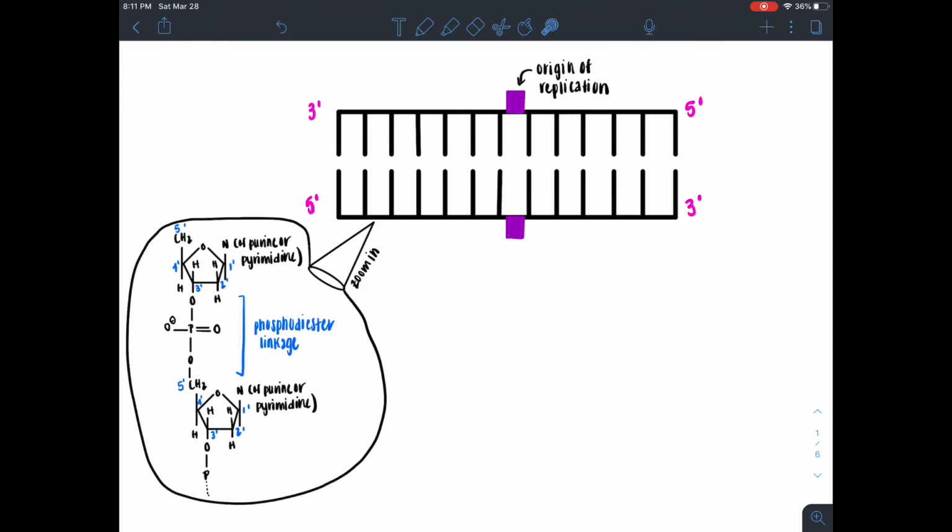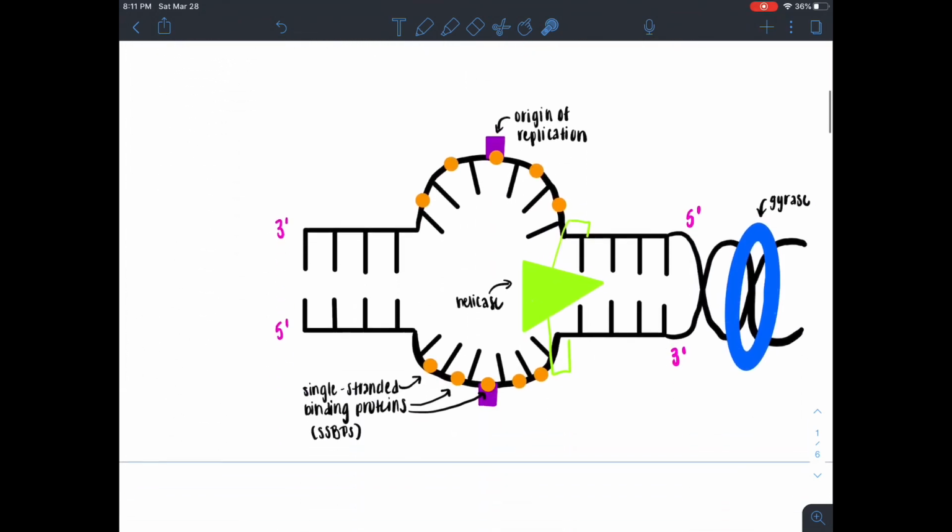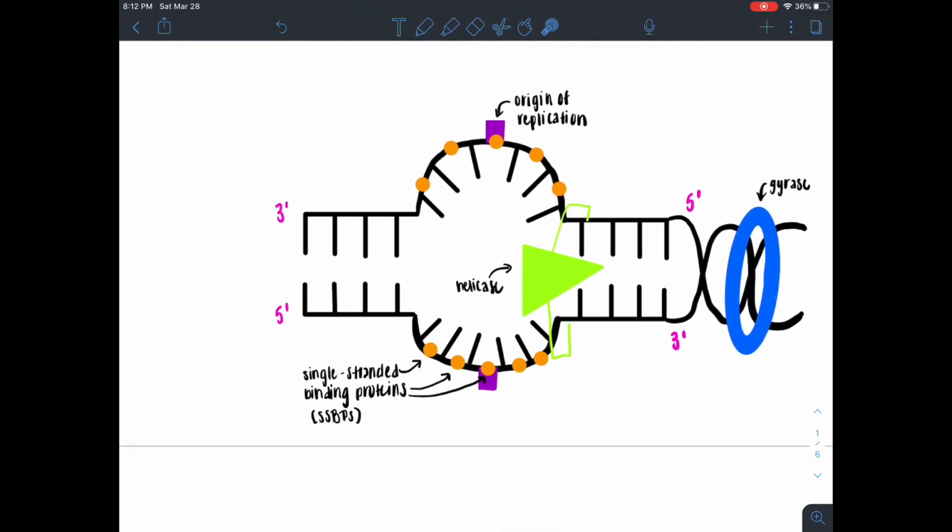On the bottom strand, we see a zoomed-in image displaying the phosphodiester linkage. This linkage connects the 5' carbon of one nucleotide to the 3' hydroxyl of the next nucleotide via phosphate to create the sugar phosphate backbone. At the origin of replication, the DNA is melted and separated into single strands.